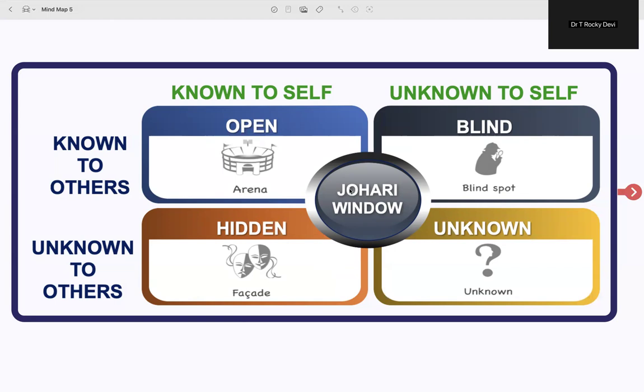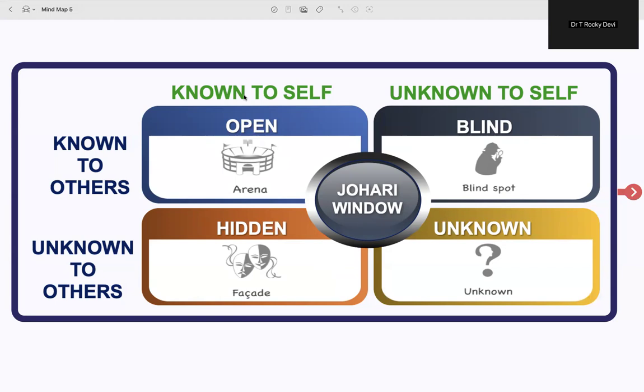Fine. So today I'm going to talk about the Johari window. The Johari window is like a window because it has four panes. You can see it here very well. And the panes are based on two different parameters. One is how much you know about yourself and how much others know about you.